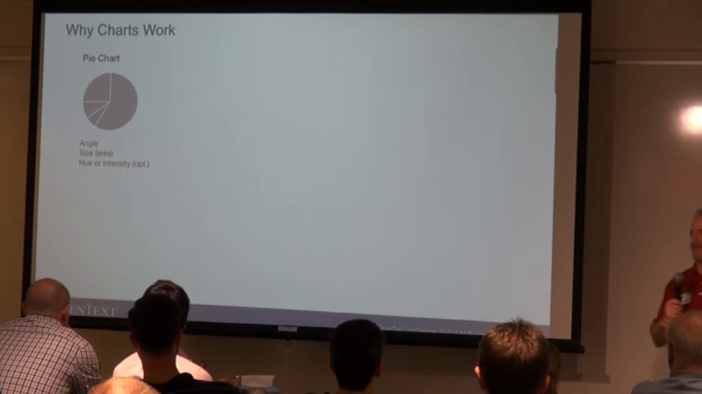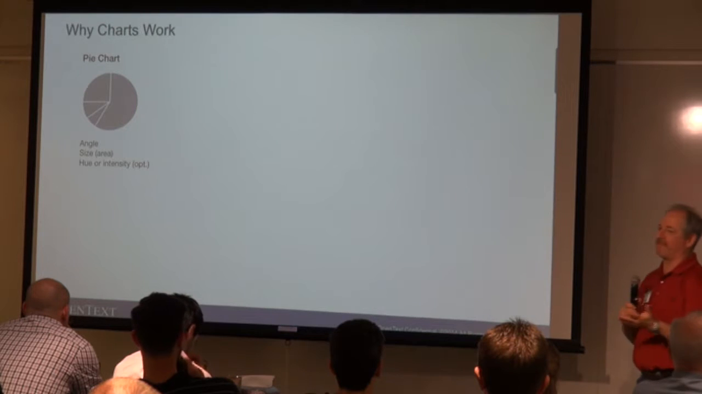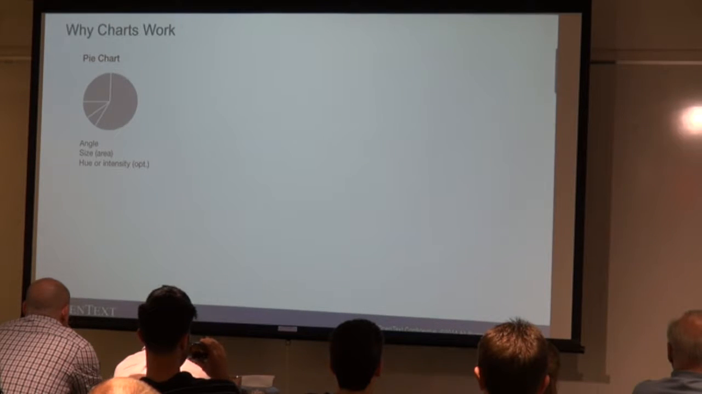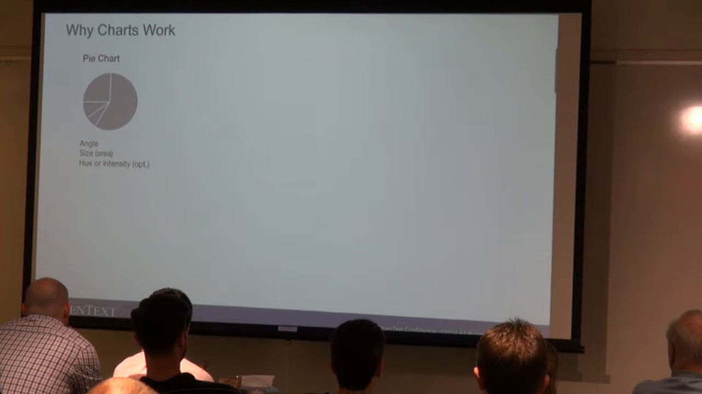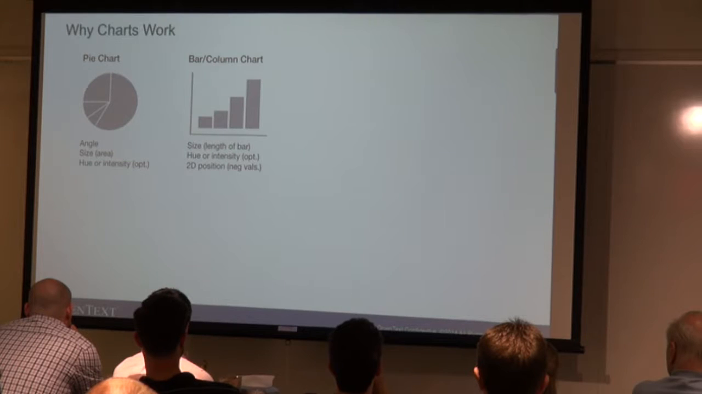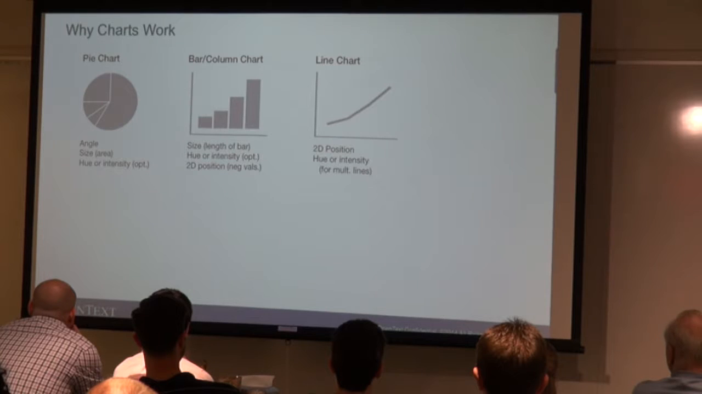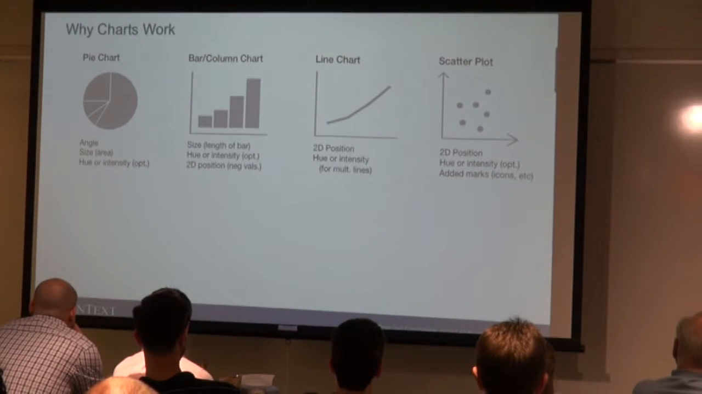So if we want to talk about the specific charts that we have there in the world, why does a pie chart work? So it has angle, it has size, and it has sometimes hue, different colors of the pie charts. A bar chart, it has size, so it's the length of the bar. Hue intensity is sometimes optional, but also the 2D position. Line chart, the 2D position. Scatter charts, again, 2D position, sometimes hue intensity, maybe some added marks.